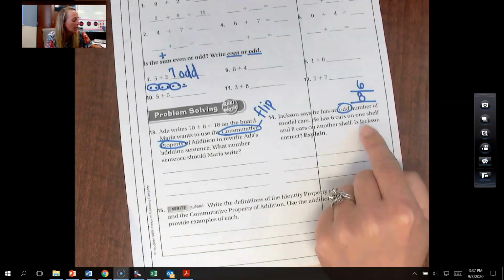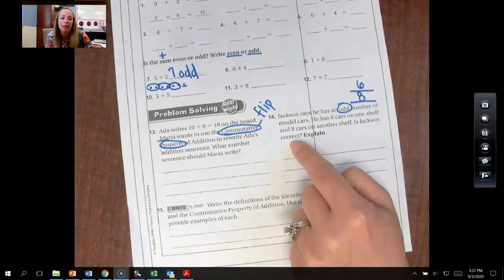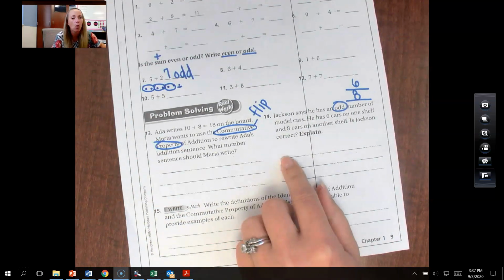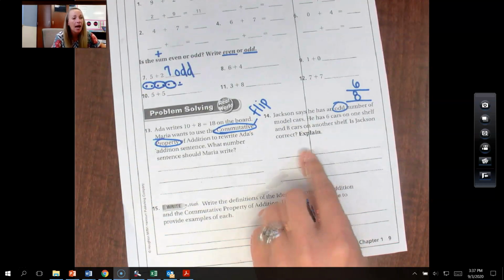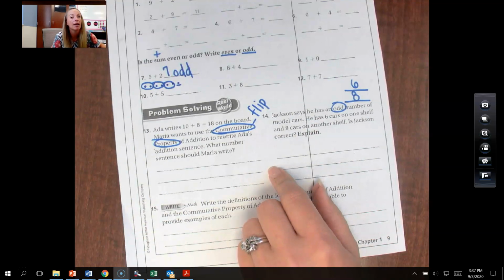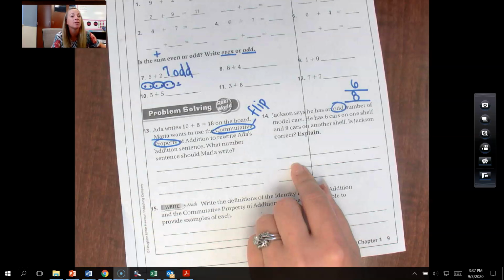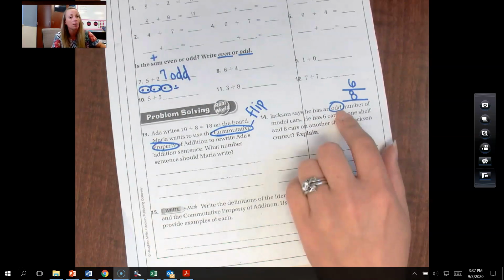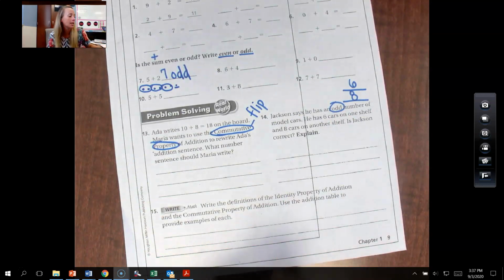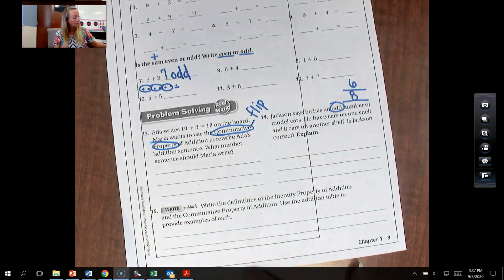So the first question is, is Jackson correct? You must write yes or no. If it's yes, you will tell me why it is yes. If it is no, you must say why it is not correct. So if he is correct, it is an odd number. If it is incorrect, it is an even number.